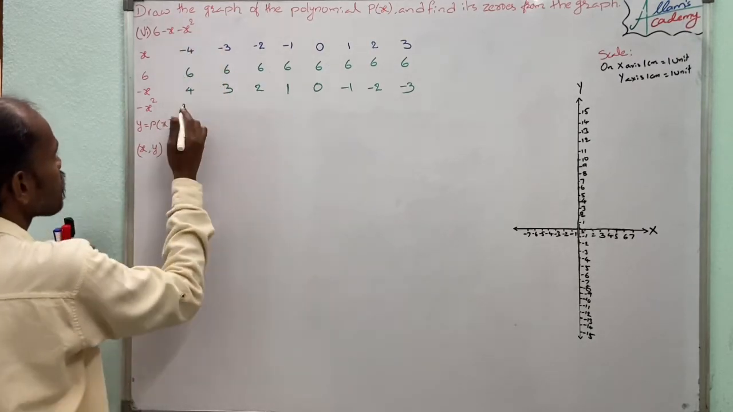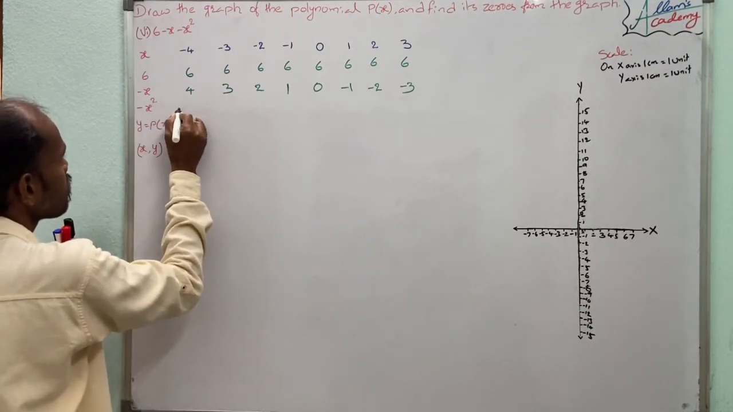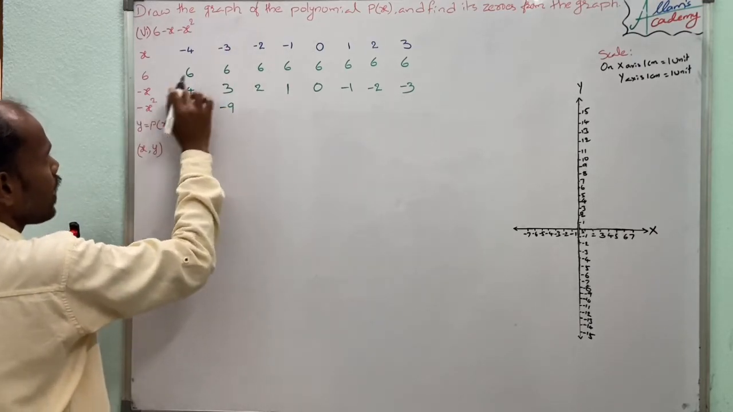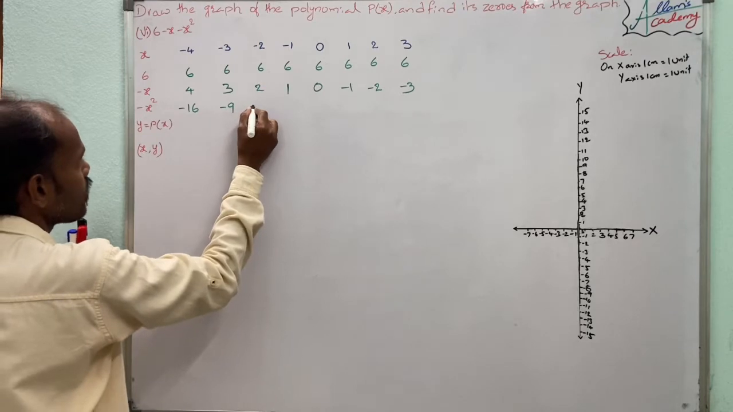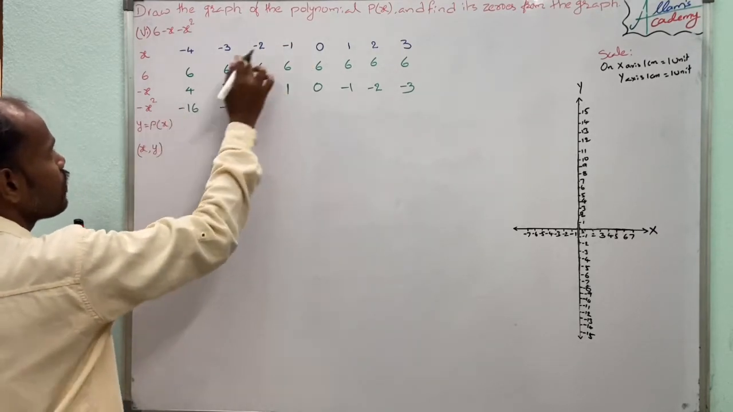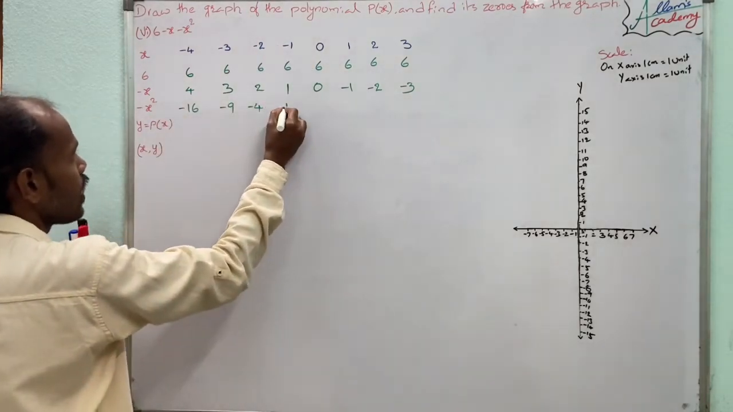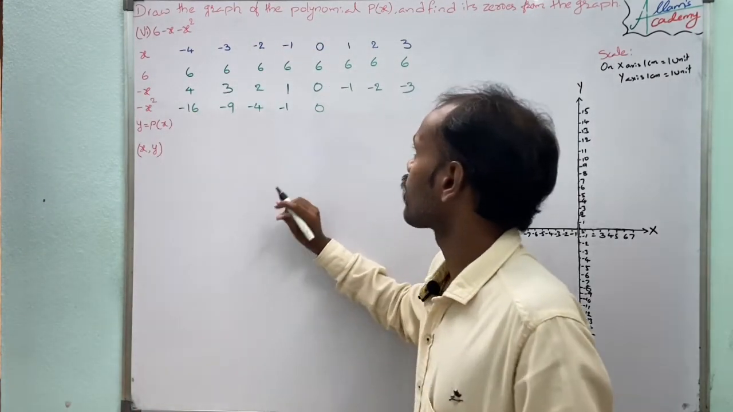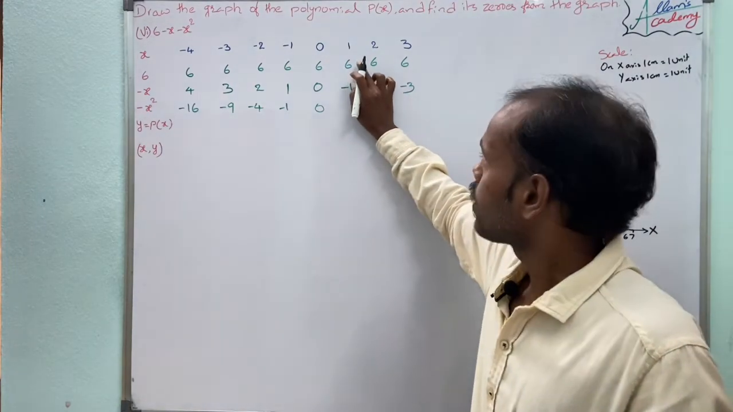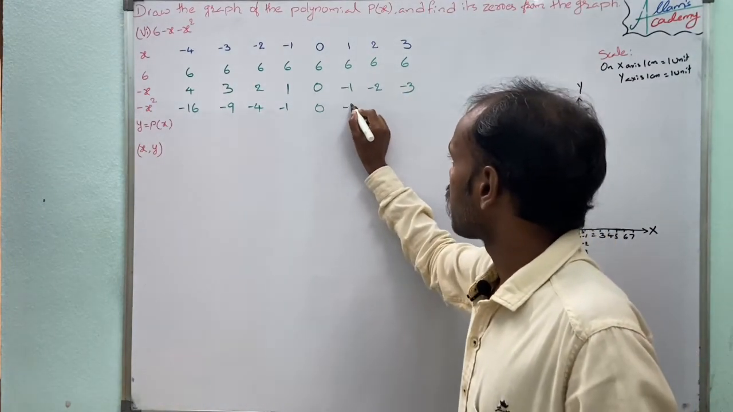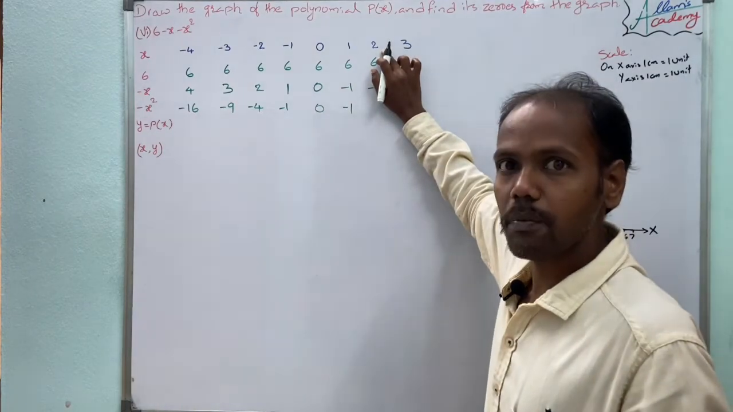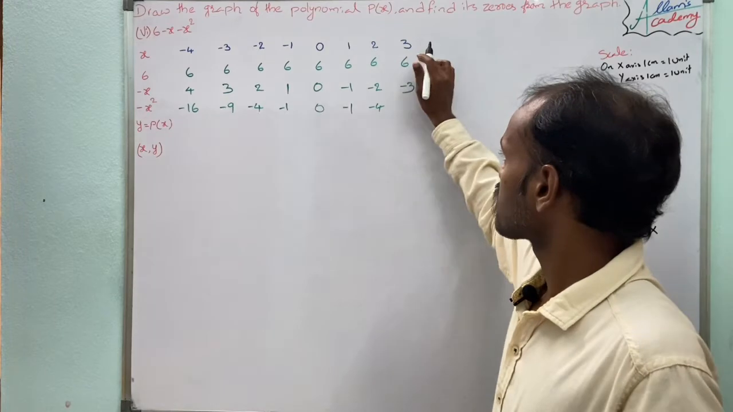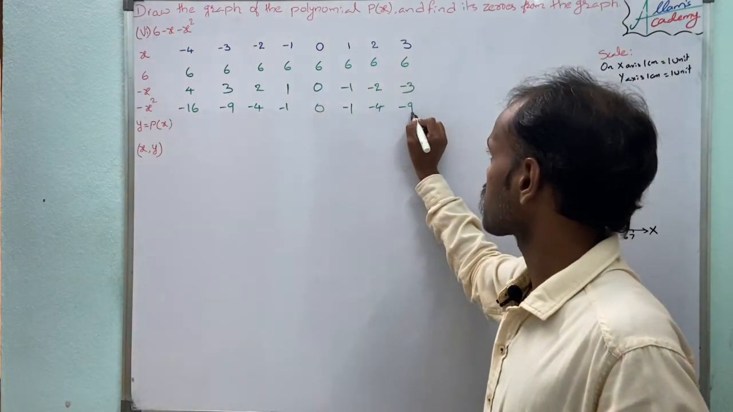So minus of minus 4 square equals plus 16, into minus means minus 16. Minus 3 square, minus 9. Minus of minus 2 square, minus 4. Minus of minus 1 square, that is minus 1. Minus of 0 square is 0. Minus of plus 1 square is minus 1 only. Minus of plus 2 square is minus 4. Minus of plus 3 square is minus 9.